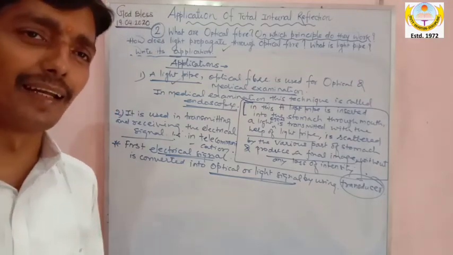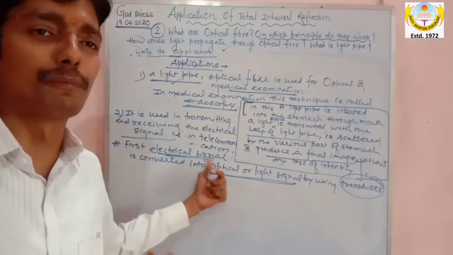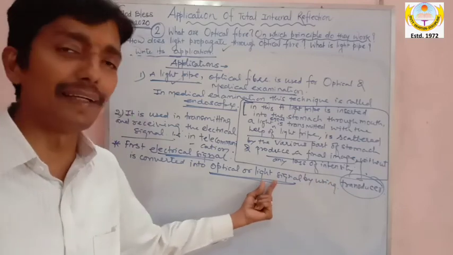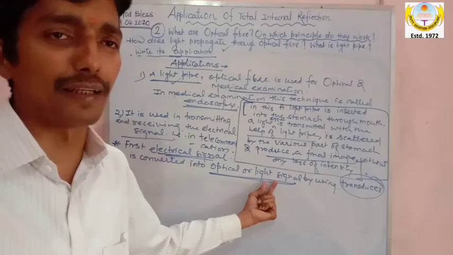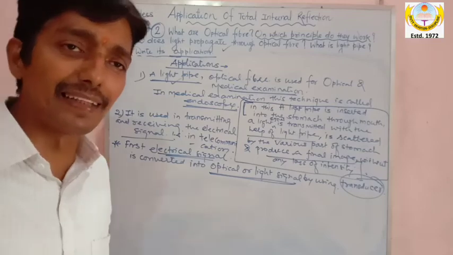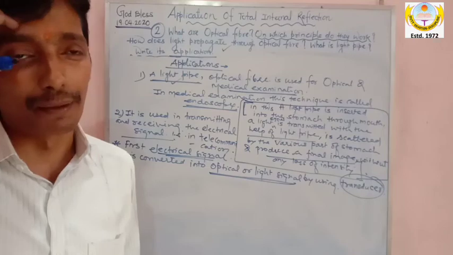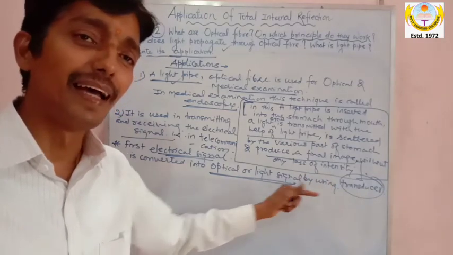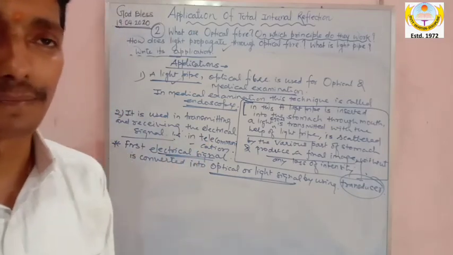That optical signal is formed. The light signal is formed from the electrical signal by using a transducer. And once I obtain the optical signal, now I can transfer it through the optical fiber. So you can say that the electrical signal is indirectly transferred with the help of optical fiber, because first that electrical signal is converted into an optical signal by using a transducer, and then it is transferred. This process is used in telecommunication, my dear.